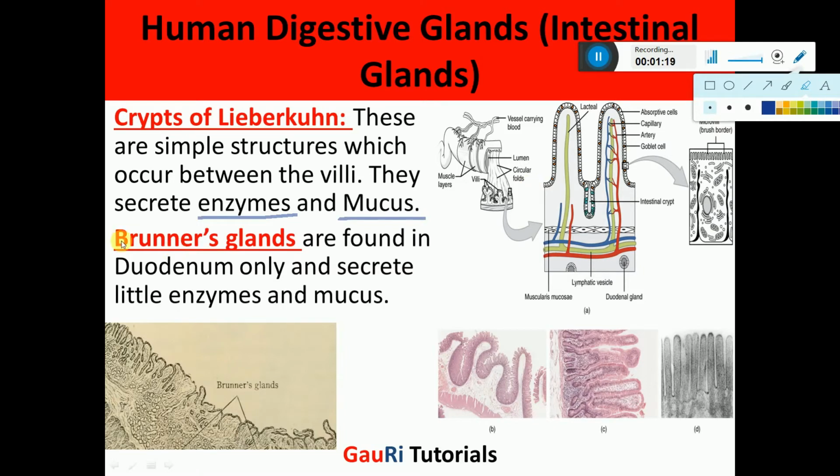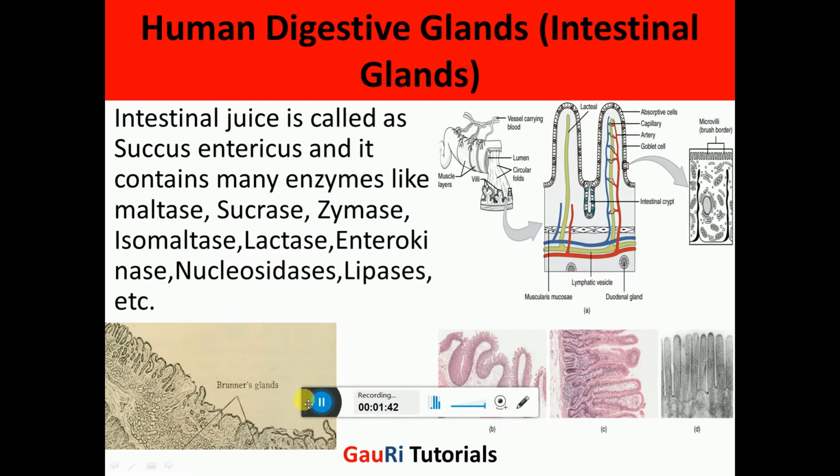Brunner's glands are present only in the duodenum part of the small intestine. They are not present elsewhere, and they secrete little enzymes and mucus. Their secretion is less as compared to that of the crypts of Lieberkühn, which secrete a larger amount of enzymes and mucus.